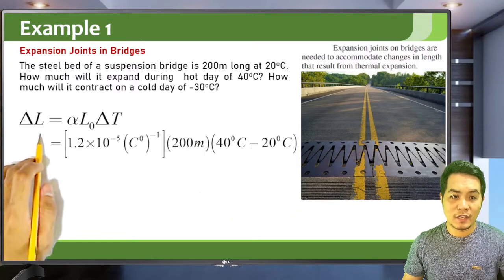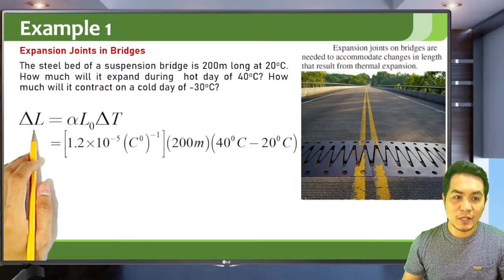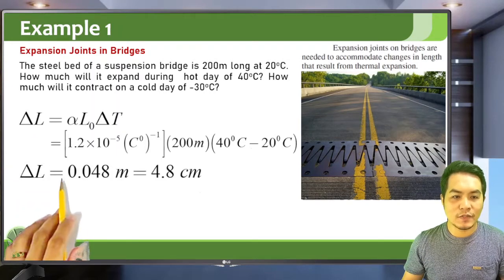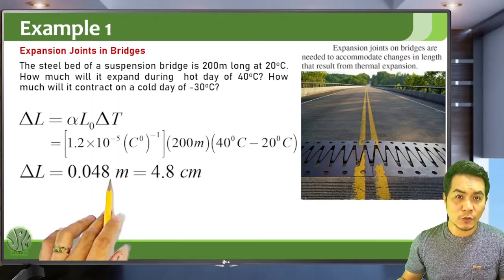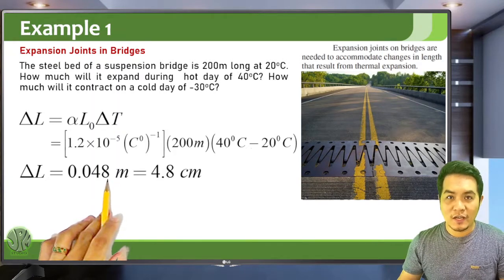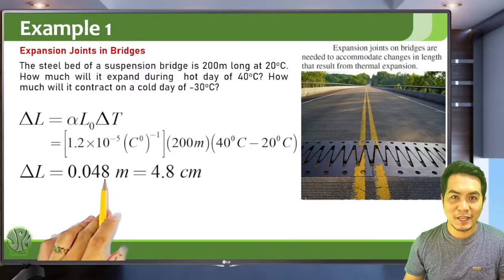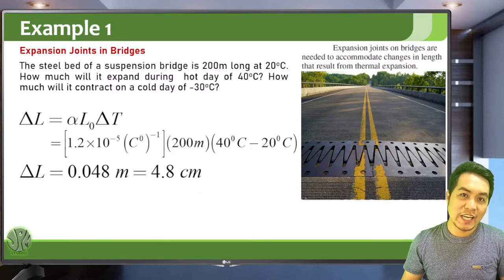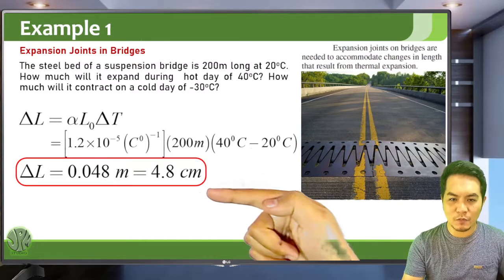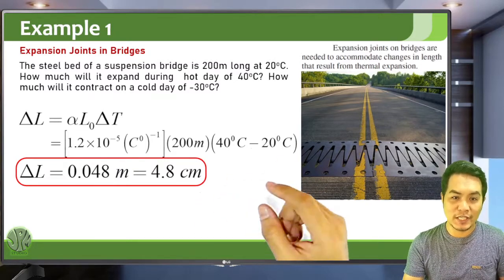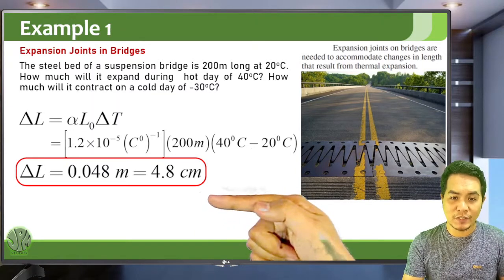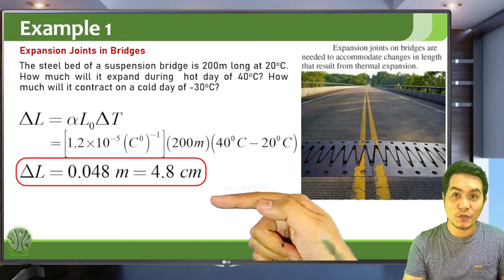Since our quantity is change in length, the standard unit for length is meters. So you will get a change in length of 0.048 meters, but in order to appreciate this value, we need to convert it into a more layman, more appreciable value, which is in centimeters. In centimeters, this is 4.8 centimeters. So 4.8 centimeters is actually almost 2 inches. Meaning on a hot day of 40 degrees Celsius, the bridge will increase by almost 2 inches.